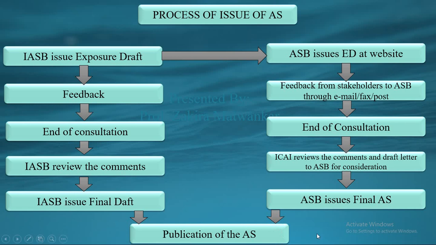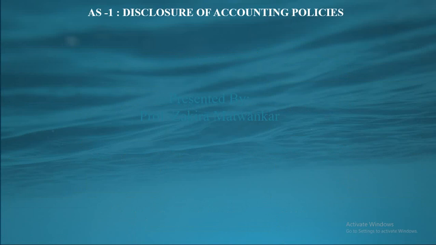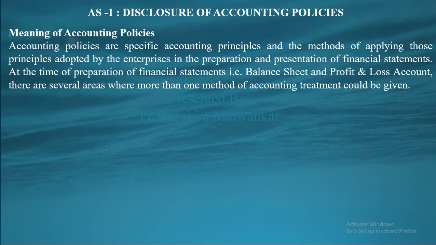Okay, the next slide is Accounting Standard 1: Disclosure of accounting policies. This is actually your chapter. Meaning of accounting policies: accounting policies are specific accounting principles and methods of applying those principles adopted by the enterprise in the preparation and presentation of the financial statements. So how you have to prepare your financial statements and how you present them, all these guidelines are given in Accounting Standard 1.